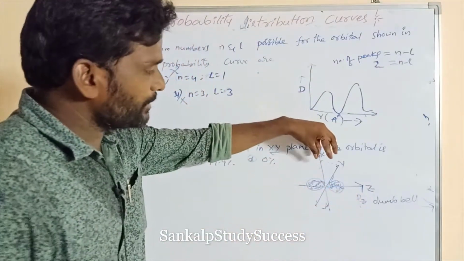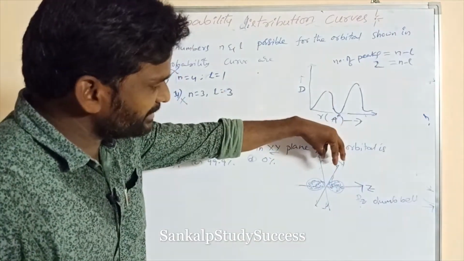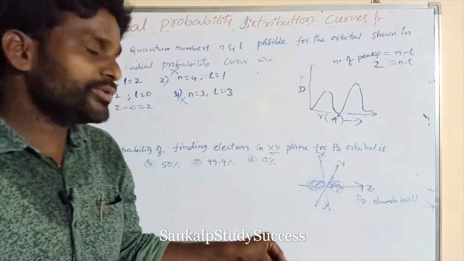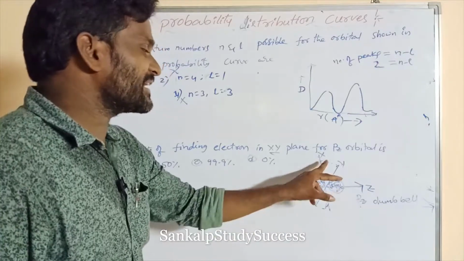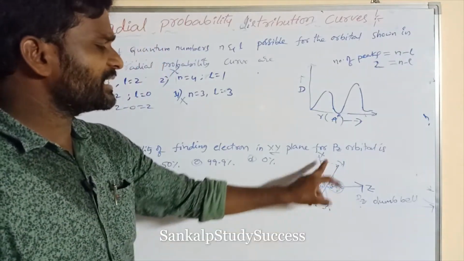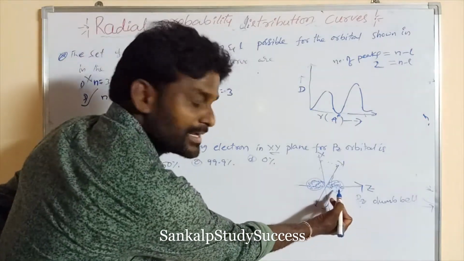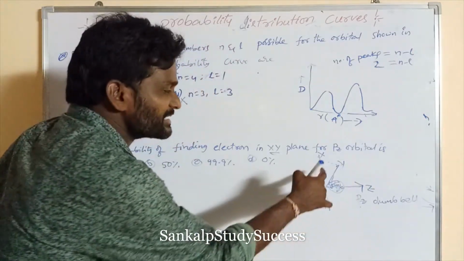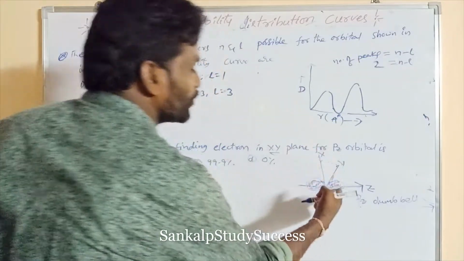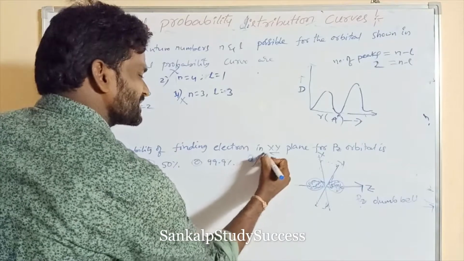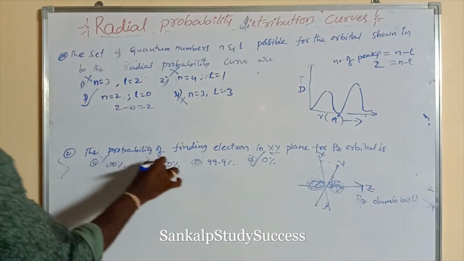The xy plane is an imaginary plane passing through the nucleus, where the probability of finding the electron is 0. The probability of finding the electron is present only in the lobes, not in the xy plane. That means the probability of finding the electron in the xy plane is 0. So the answer is 0%.